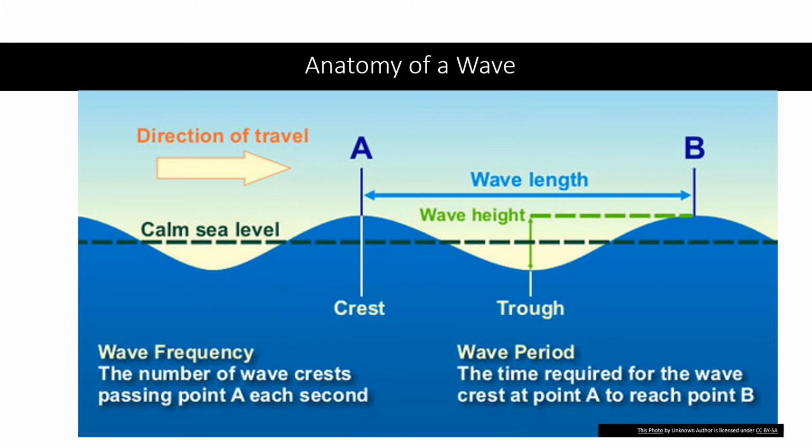And then if you measure from wave A to wave B, that's called a wavelength. From crest to crest would be a wavelength. When we talk about wave frequency, that's the number of wave crests that pass a point every second. So if you had point A out there, how many waves would cross that in 1 second? That would be your wave frequency. And then a wave period is the time required for the wave crest to get from point A to point B. So the full wavelength, that time that it takes, would be the wave period.